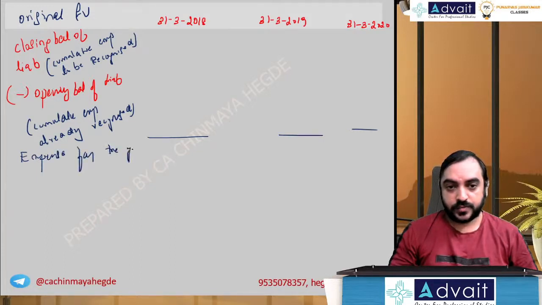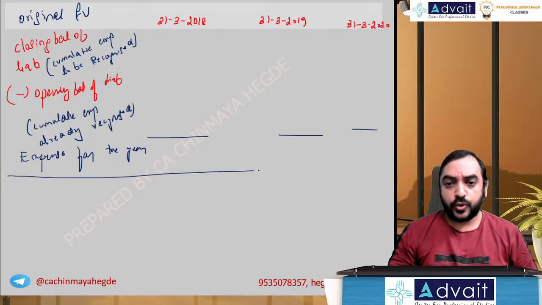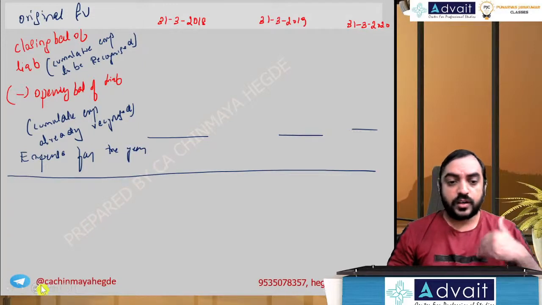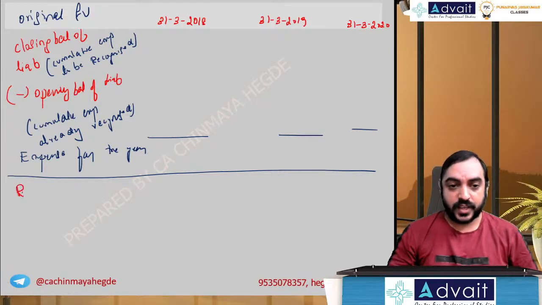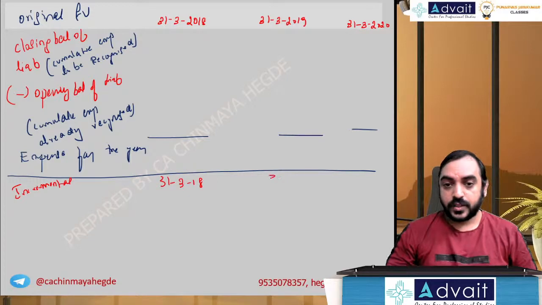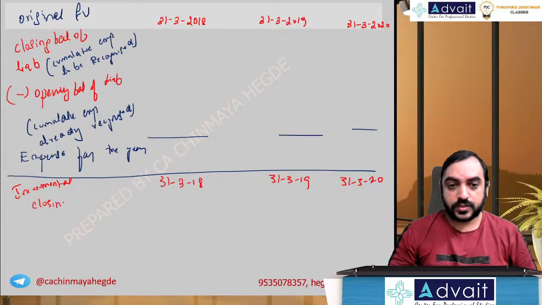Expense for the year. The same thing I'm going to repeat for this revised or modified one, that is the modification, the incremental. I will say incremental. I will follow the same format: 31st March 18, 31st March 19, 31st March 20. Closing balance. I will not repeat the explanation. Hope you understand. Minus the opening balance. Then expense for the year.